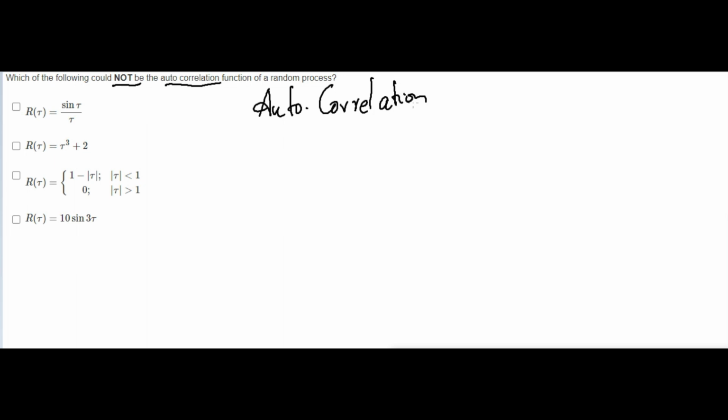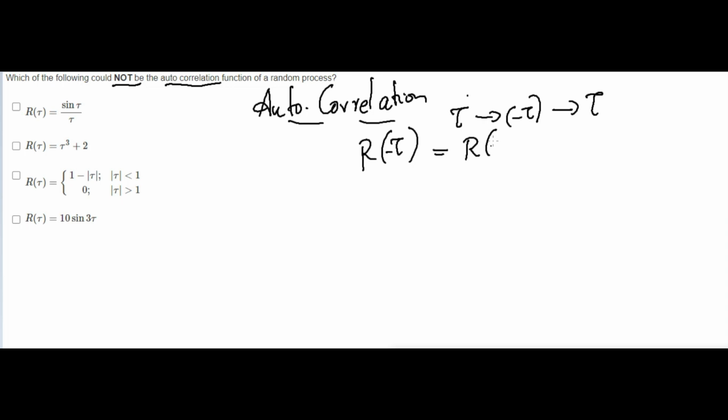Suppose you are given R of tau like this. What does R of tau represent? If tau is replaced by minus tau, once again you should get the same function. For example, if R of minus tau is equal to R of tau, then it is the property of autocorrelation. That is very important.